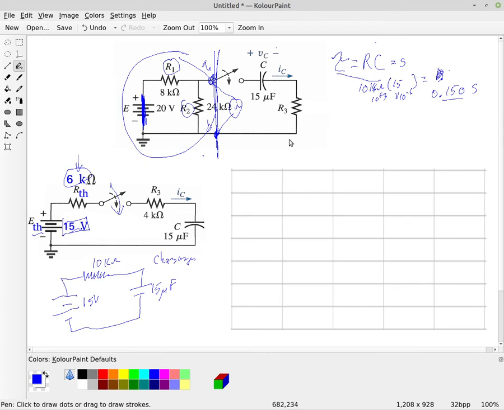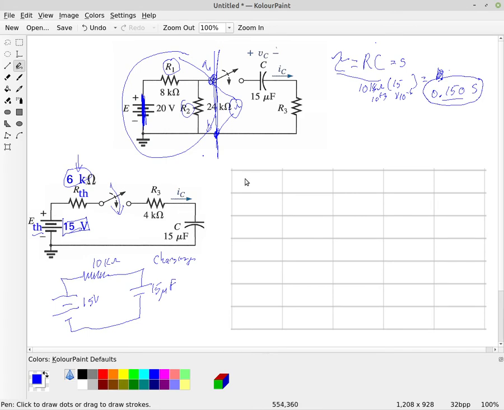Now, what does that mean? It's a physical representation of the circuit and how long it takes for it to charge. But it doesn't take one time constant. It takes 4 to 5 time constants, depending on which textbook you read. Some of them say 4, but most of them consider 5 time constants to be a full charge.